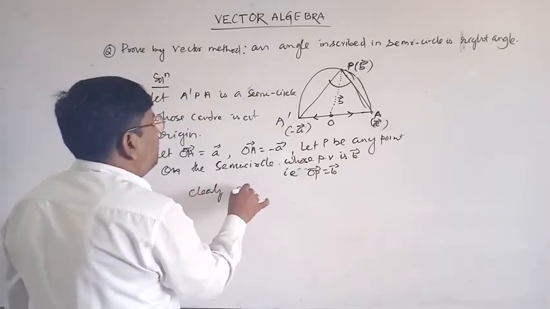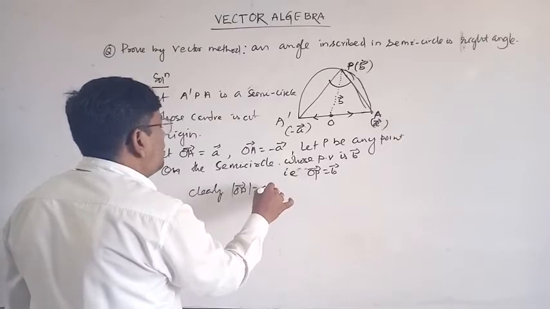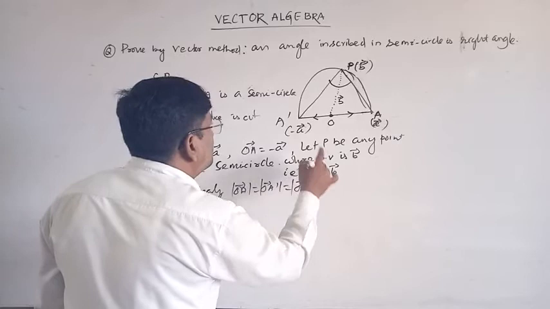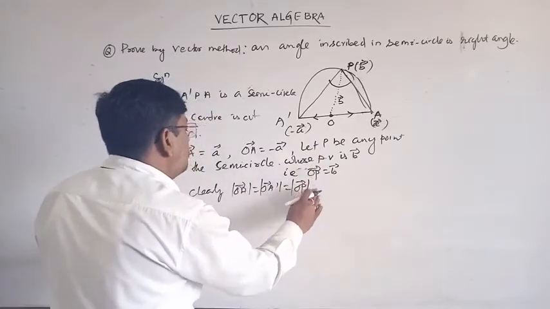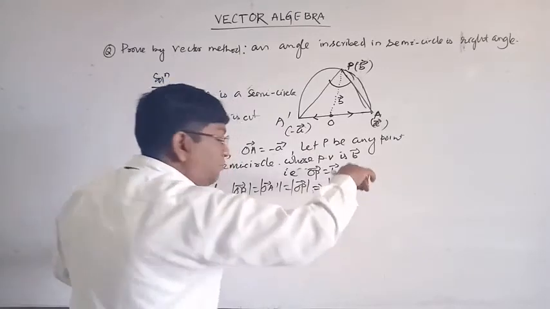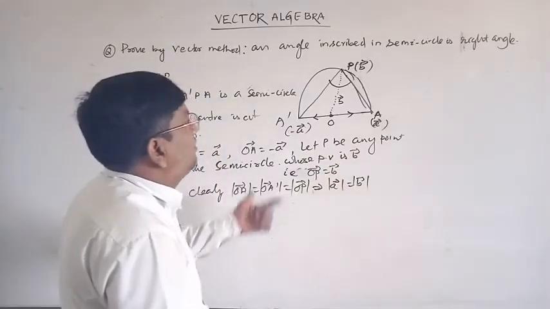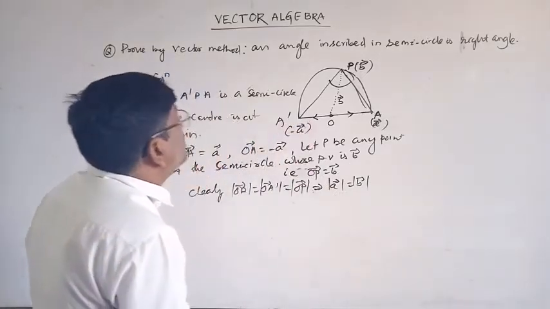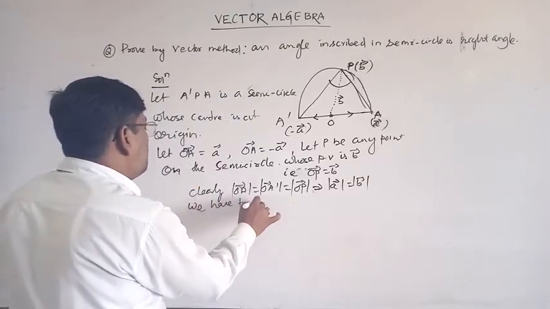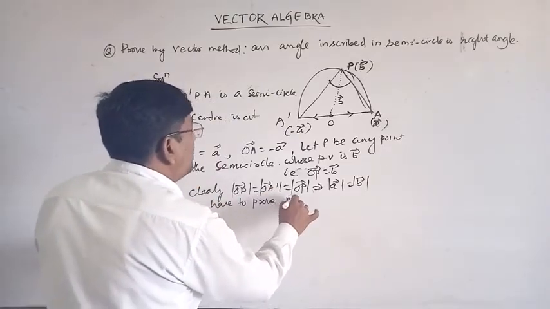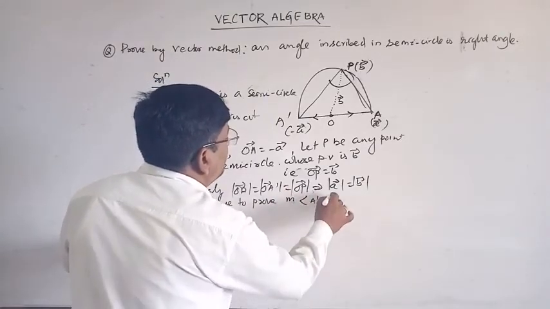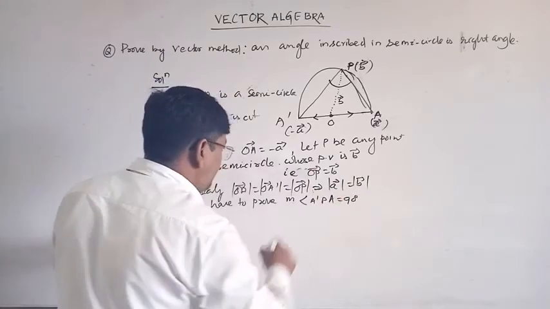magnitude of OA vector is equal to magnitude of OA' vector is equal to magnitude of OP vector. That implies vector A magnitude is equal to vector B magnitude. Then what do we have to prove? We have to prove that the measure of angle A'PA is equal to 90 degrees.